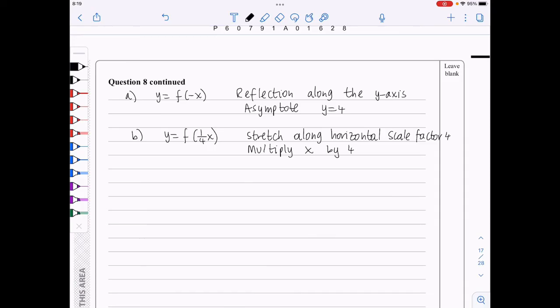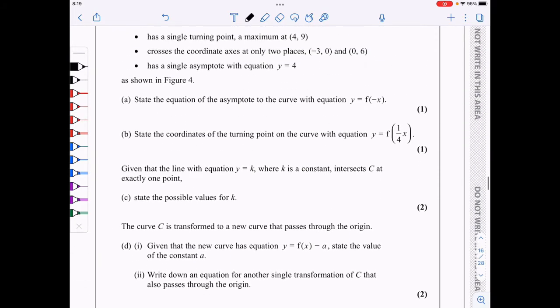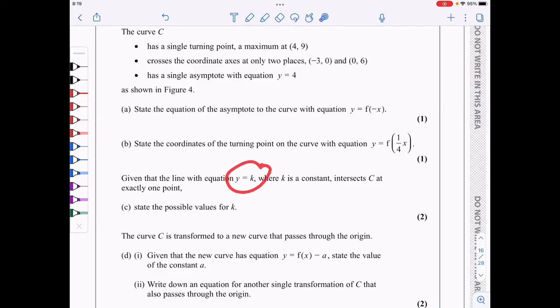So if I'm multiplying along the x's by 4, it means that the original turning point at 4,9 will now be found at 16,9. The y remains unaffected. In part C, the line y equals k intersects C at exactly 1 point, and we need to state the possible values for k.